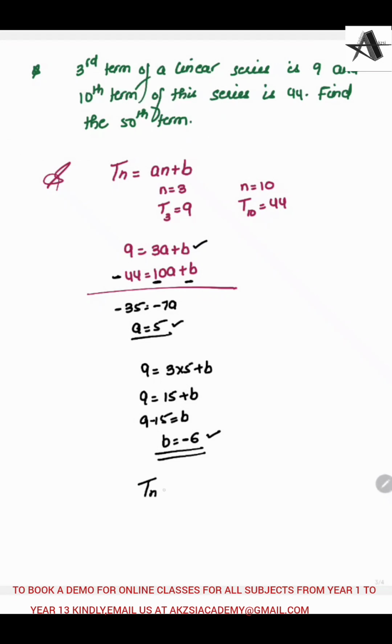So finally the nth term: a is 5, so 5n, and b is -6. So 5n minus 6 is your nth term. So we can calculate in this way as well.